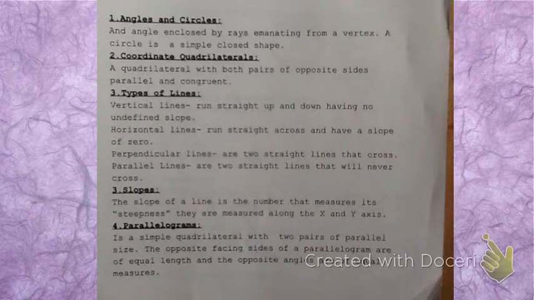Number 3, slopes. The slope of a line is the number that measures its steepness. They are measured along the x and y axis. And number 4, parallelograms. It's a simple quadrilateral with 2 pairs of parallel sides. The opposite facing sides of a parallelogram are of equal length, and the opposite angles are of equal measures.